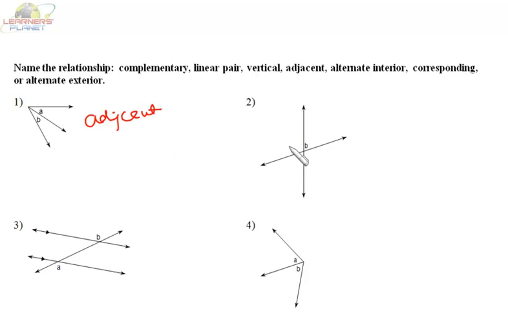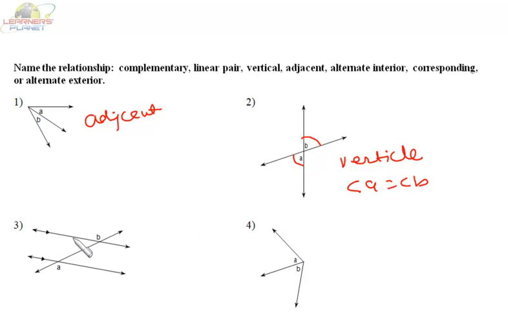Okay, here A and B, we see an X over here, and A and B will be vertically opposite. So A and B will be vertically opposite angles and both of them will be equal. So angle A will be equal to angle B.